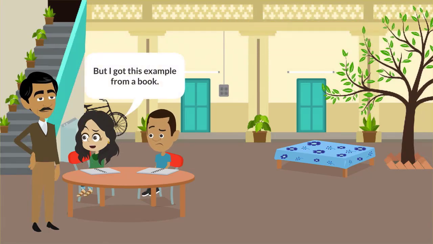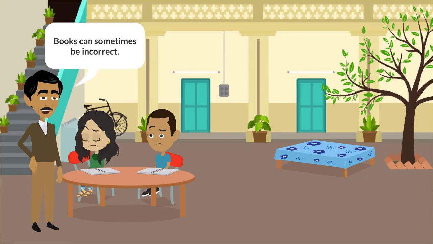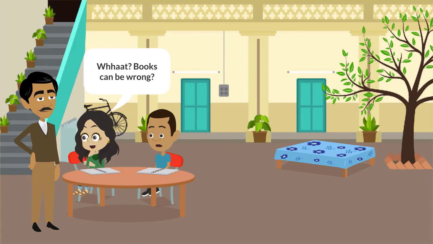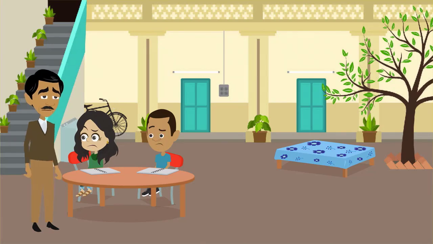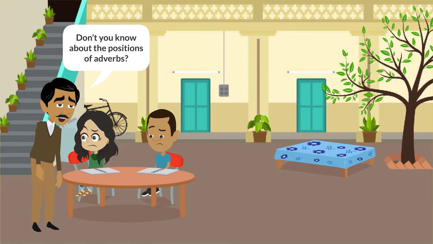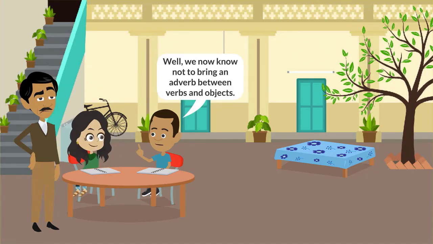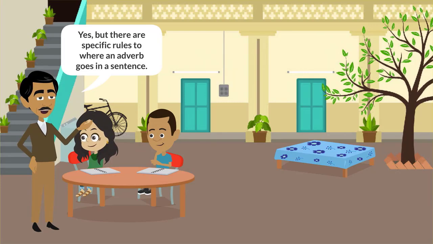But I got this example from a book. Books can sometimes be incorrect. What? Books can be wrong? Don't you know about the positions of adverbs? Well, we now know not to bring an adverb between verbs and objects. Yes, but there are specific rules to where an adverb goes in a sentence.